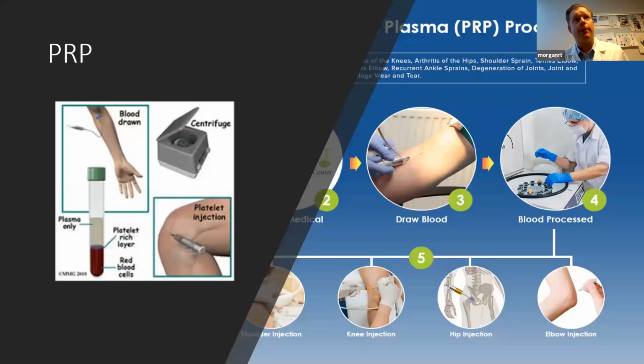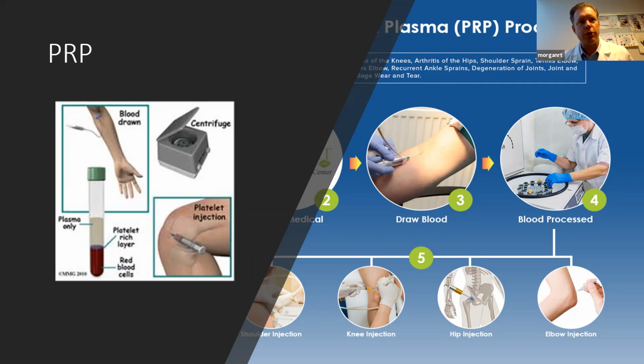So here's an example of a process of PRP. So you get your blood drawn in the clinic. It's just a little vial of blood. We put it in the centrifuge, which spins it for about 10 minutes, separates out those layers, and then we extract some of the platelet-rich layer and some of the plasma and inject that into the knee. We don't take any of the red blood cells. And so that gets injected to the knee through a standard needle. Sometimes we use ultrasound, sometimes we don't.